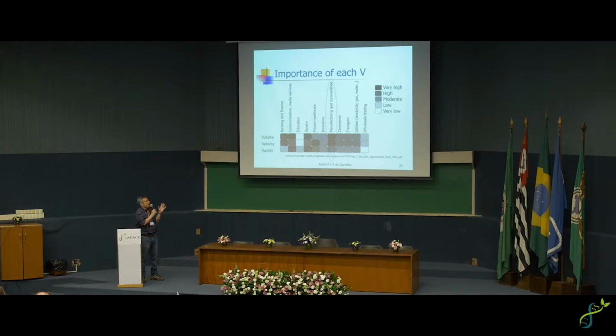So this is a particular area where volume, velocity, and variety are all very important, mainly velocity and volume, but also a big variety. So this is what happens in agricultural data.